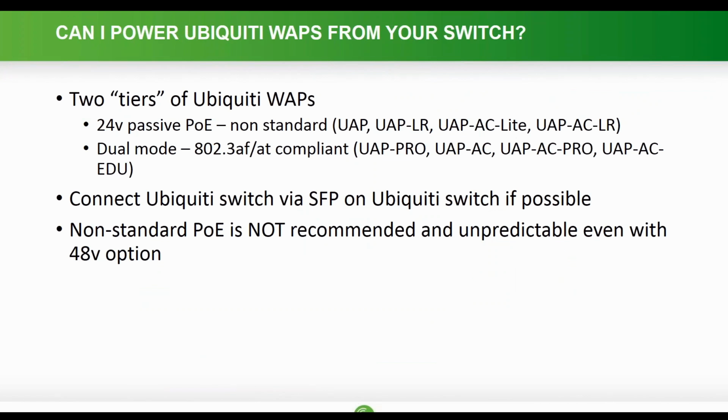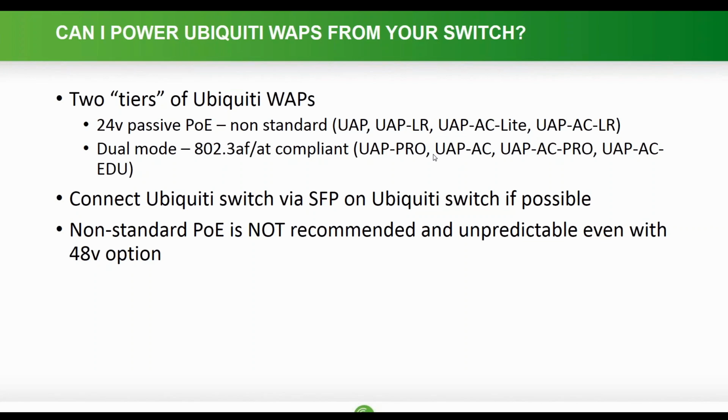So that's Sonos. Other things that we found in the field are Ubiquiti access points, especially when you talk about PoE switches and Ubiquiti access points. Basically, Ubiquiti has two, we'll call it quote-unquote, tiers of access points. They have their own proprietary passive PoE, which runs on 24 volts. And they have a dual mode model. So you see the models UAP, UAP-LR, UAP-AC Lite, and UAP-AC LR. These are all passive PoE, proprietary, non-standard PoE.